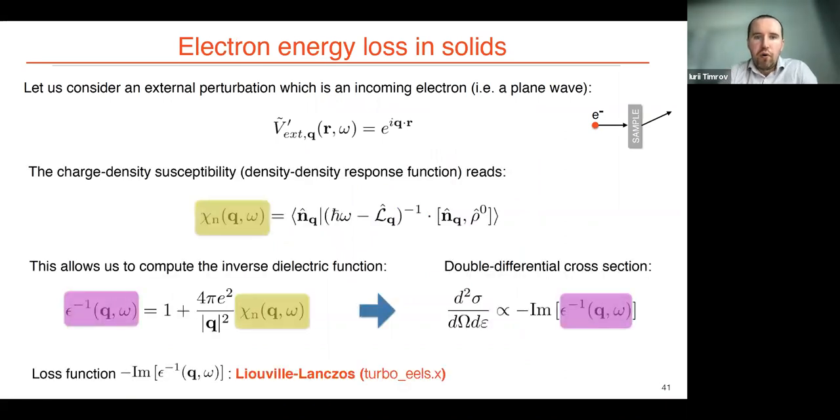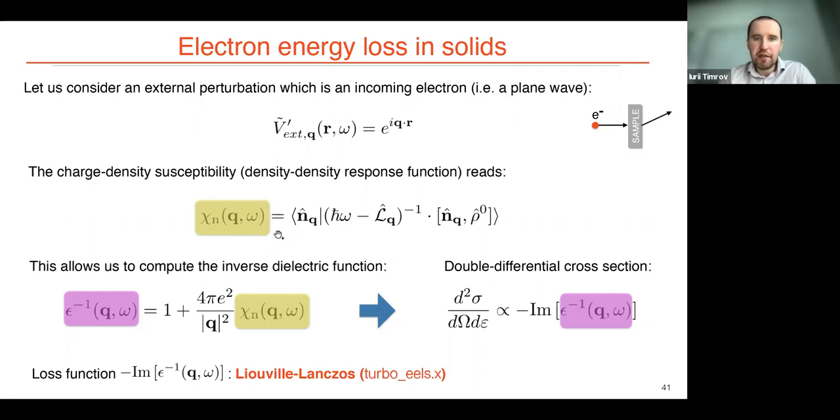Okay, electron energy loss spectroscopy, very quickly. Now what we do, we irradiate our sample not by photons, but by electrons. So we irradiate our sample with an electron beam. Now our external perturbation is a plane wave, just because a free electron can be described as a plane wave that propagates in space and time.